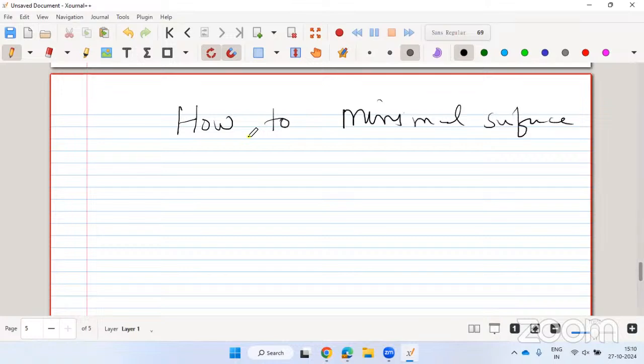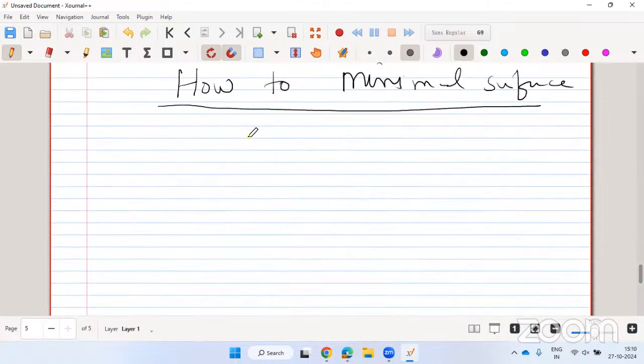So what is the Weierstrass-Enneper representation? I'm explaining how to get a minimal surface. Now we understood how to get a minimal surface. Step 1: you start with a Riemann surface.